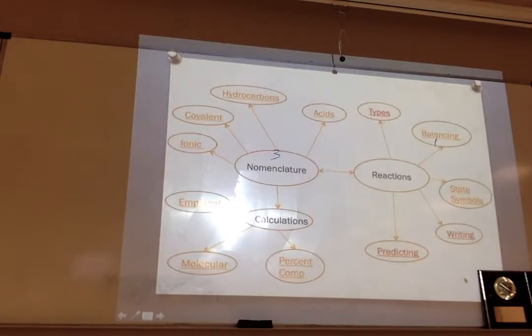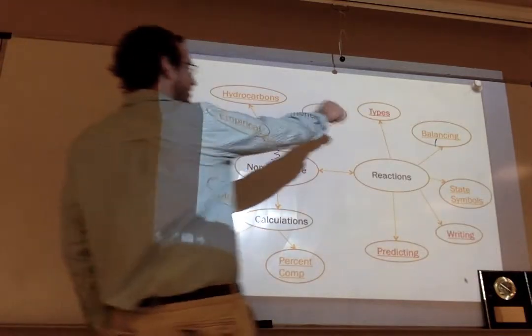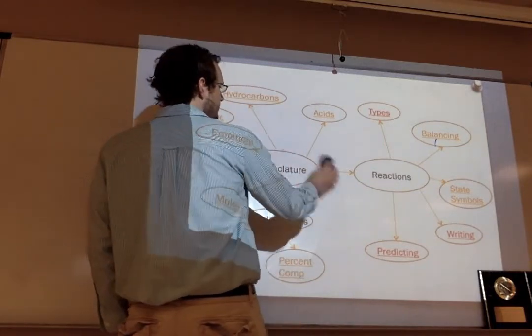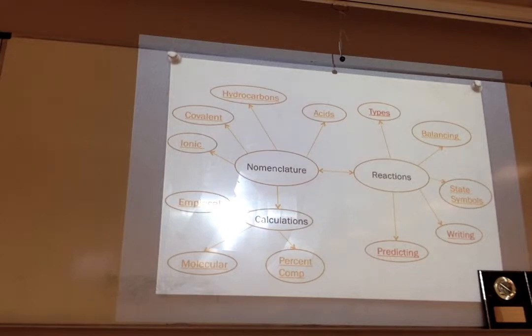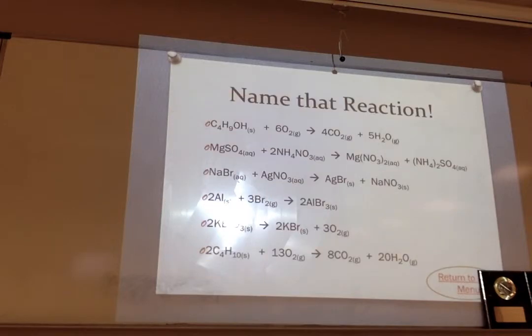Alright, what else you got? You got, looks like 3 left. Types? Sure. There were 5 types of chemical reactions. What were those 5 types? Single displacement, double displacement, combustion, decomposition, synthesis. Those were our 5 types.